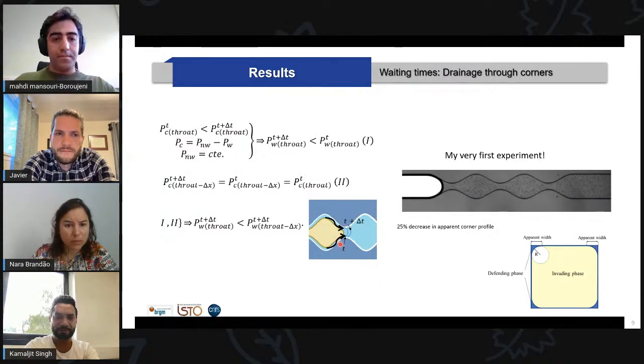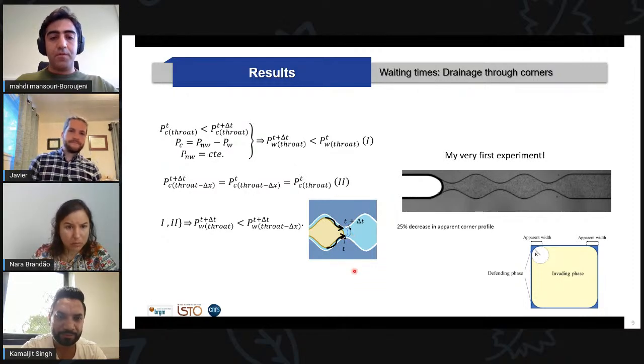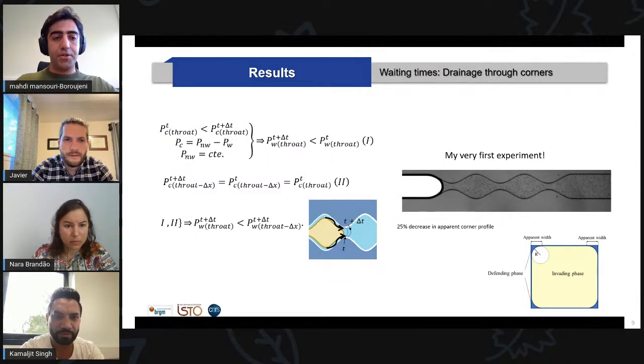Let's consider a meniscus pinning at the throat that wants to invade the next part, which is more constricted and tighter. This implies that the capillary pressure would be higher at the next step. Considering the wetting and non-wetting pressures constant, it means that if the invasion wants to happen, the wetting pressure at the tip of the meniscus should reduce.